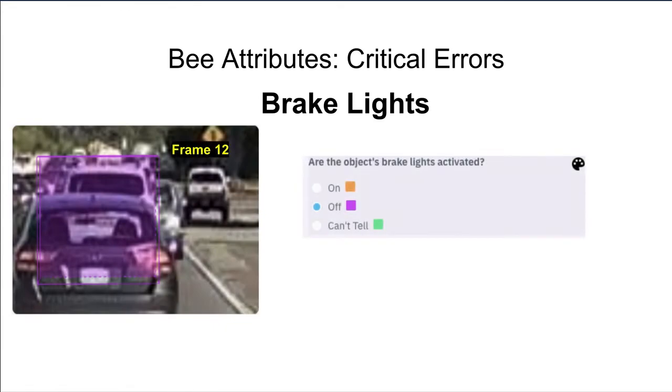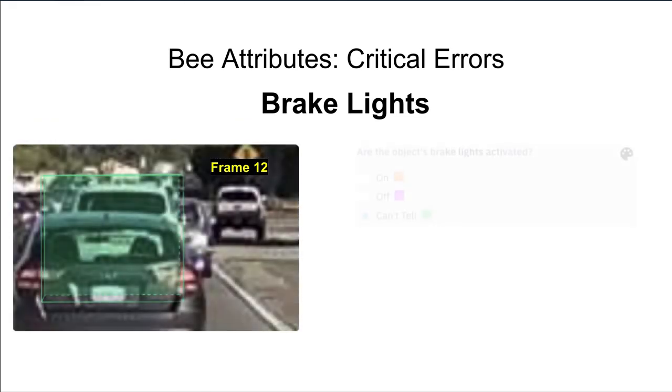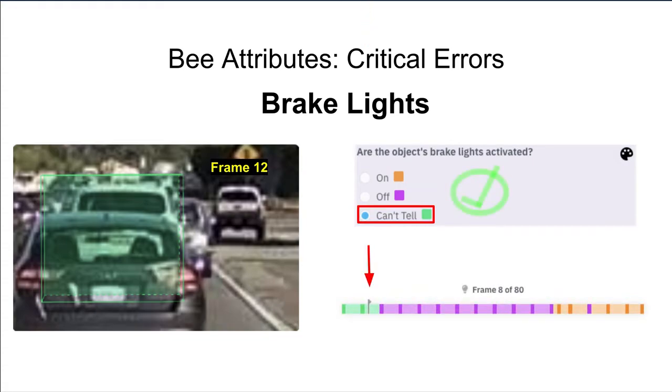And another critical mistake is selecting off when we can't tell whether the brake lights are on or off. Choosing either on or off in this instance is a critical mistake. When we can't see the brake lights and we don't know whether they're on or off, we have to select can't tell.